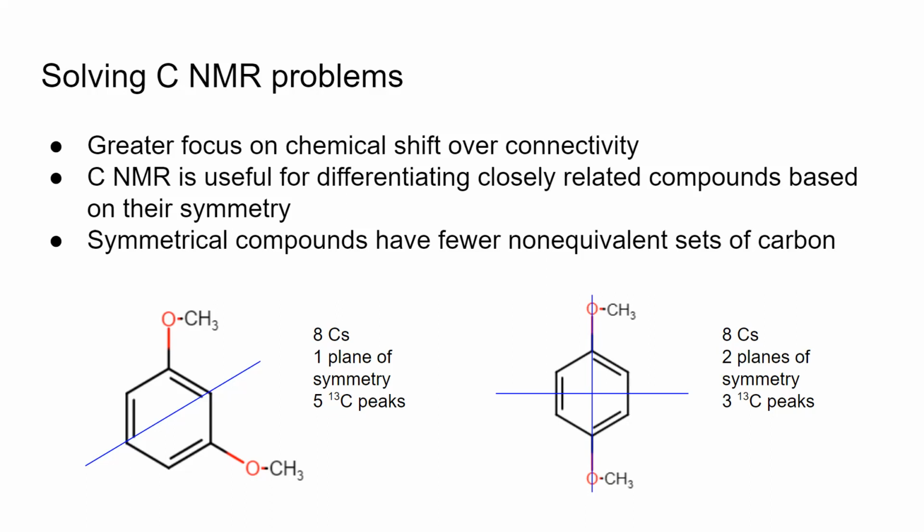A lot of the time, carbon NMR can be very useful for differentiating very closely related compounds, especially based on their symmetry. One key concept is that symmetrical compounds will have fewer non-equivalent sets of carbons. I'll demonstrate what I mean with these two examples. We have these two compounds. They're both benzene rings that have these two OCH groups attached to them. In this one, there's only one plane of symmetry, and in this one there are two planes of symmetry.